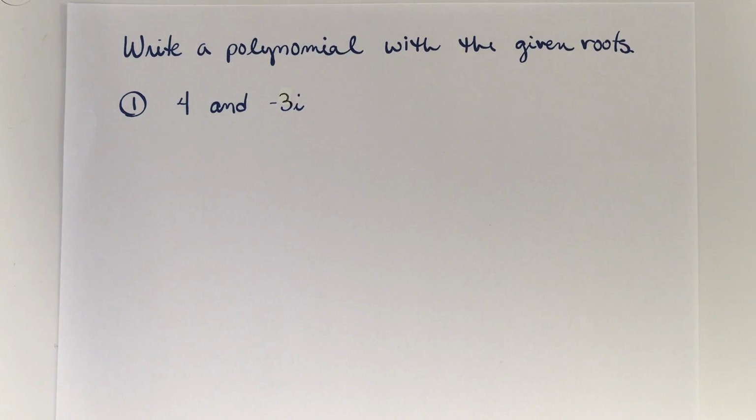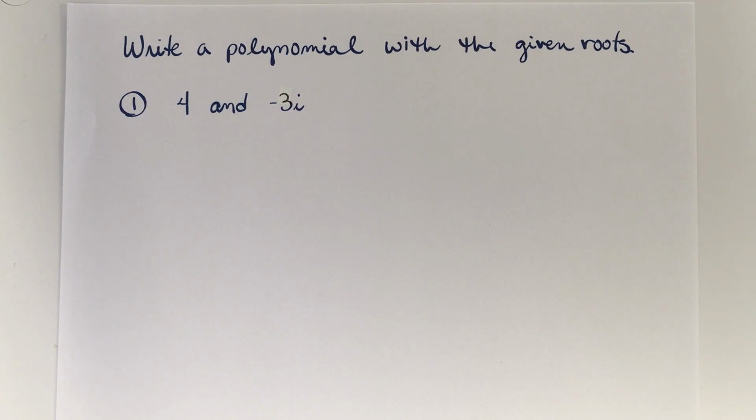Okay, next what we're going to work on is actually going in reverse order. We're going to start out with the roots, which means we're going to start out with the answers, and we're going to go back and figure out what the polynomial is. And you did this earlier in chapter 4. You just didn't have to do it with imaginary numbers before.